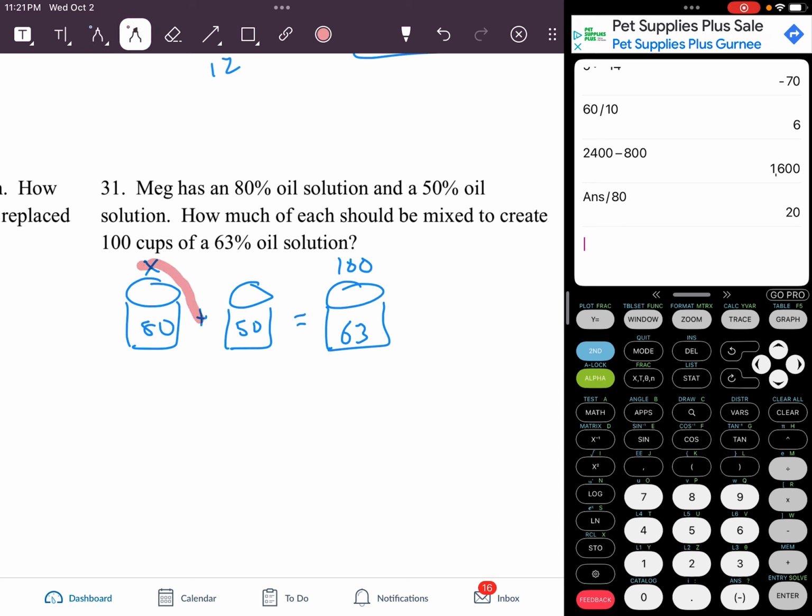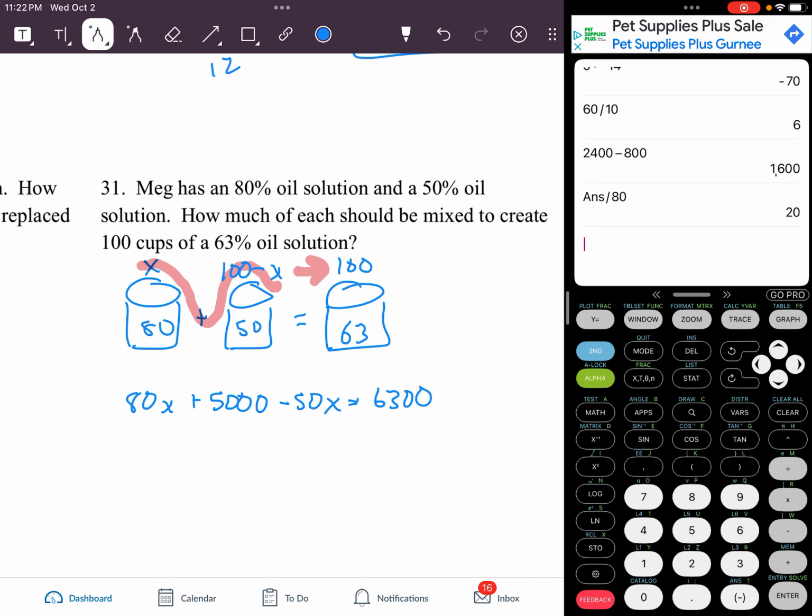So as I said before, these things all have to add up to be 100. So what do I have to put on the top of the 50 to make sure that when I add it with the x, it gives you 100? Well, the answer is 100 minus x. If I do x plus negative x, that gives me 0, and I'm left with 100. So that's what we're going to use. So now we just multiply down. 80 times x is 80x, plus 5,000 for 50 times 100, and then minus 50x equals 6,300.